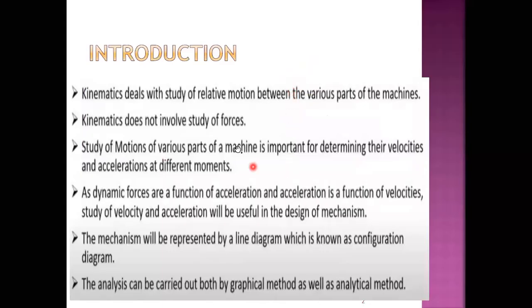First we'll take an introduction. Kinematics deals with the study of relative motion between the various parts of the machines. Kinematics does not involve any study of forces. Study of motions of various parts of machine is important for determining the velocity and acceleration at different moments. Dynamic forces are a function of acceleration, and acceleration is a function of velocity, and study of velocity and acceleration will be useful in the design of mechanism.